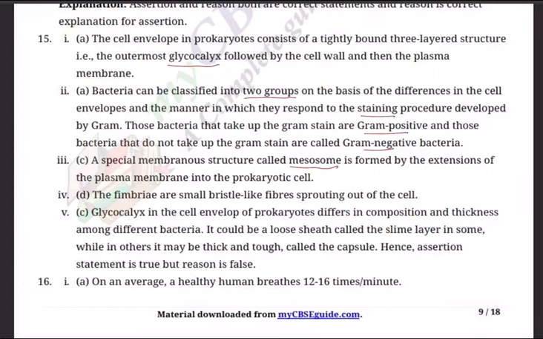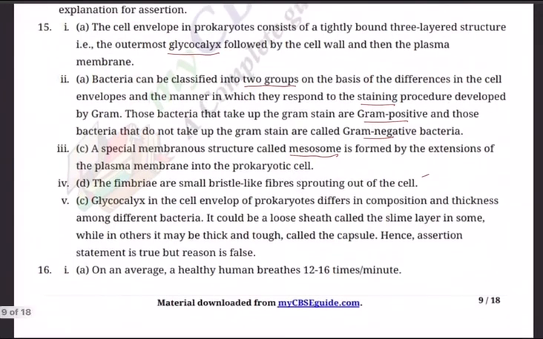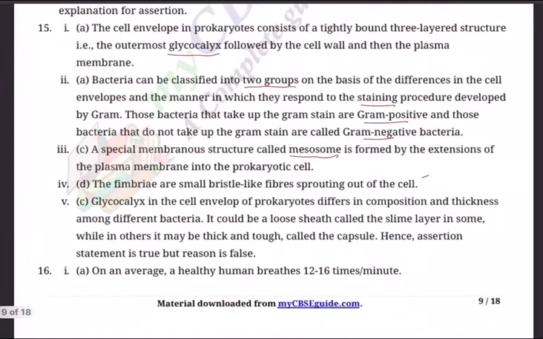Question 3. A special membrane structure called mesosome, answer is mesosome, that is C, is formed by the extensions of plasma membrane into the prokaryotic cell. Question 4, the answer is D, fimbriae. The fimbriae are small bristle-like fibers sprouting out of the cell.